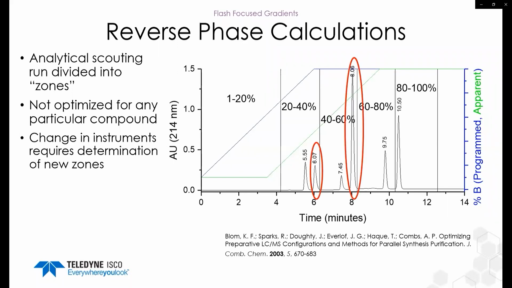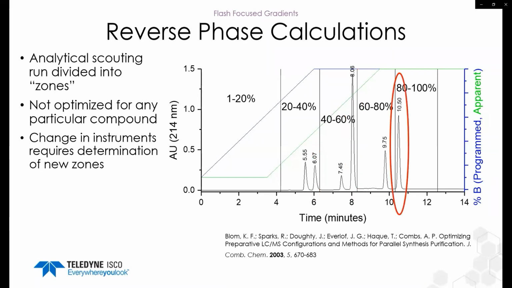These compounds will elute late in the preparative gradient, and the gradient may end before the compound is fully eluted if there is any peak tailing. While this compound will elute early with little resolution from early eluting compounds.